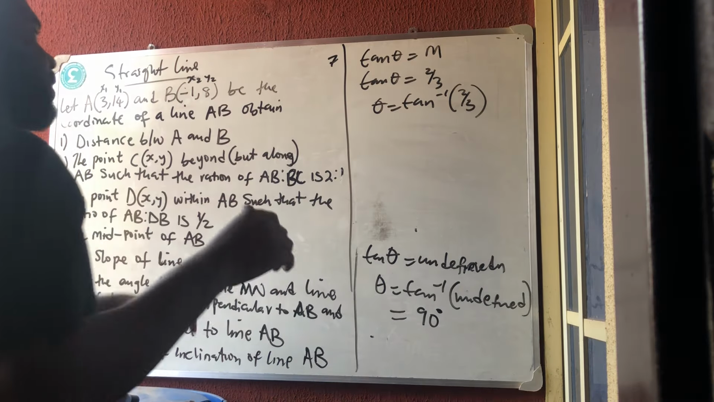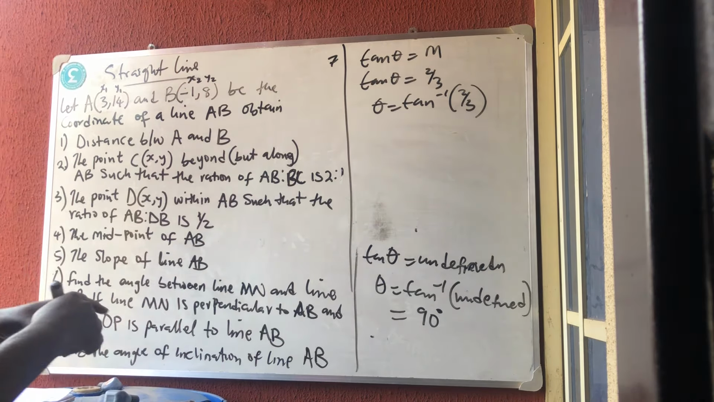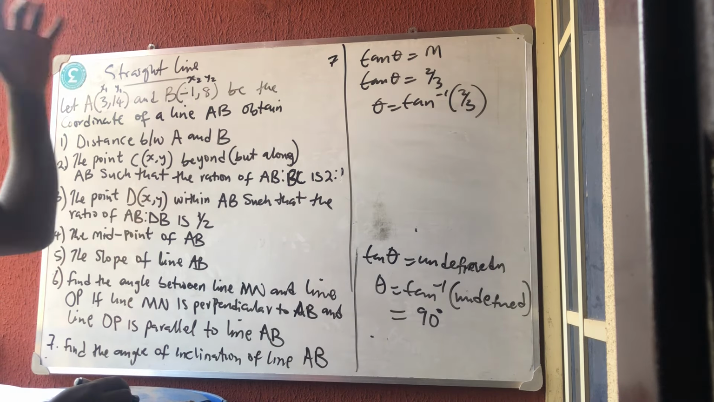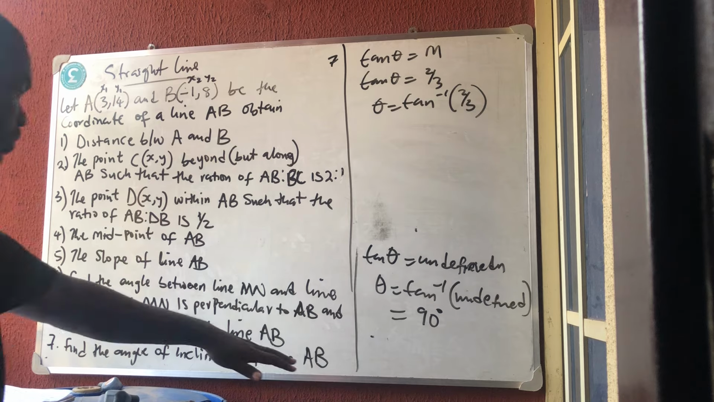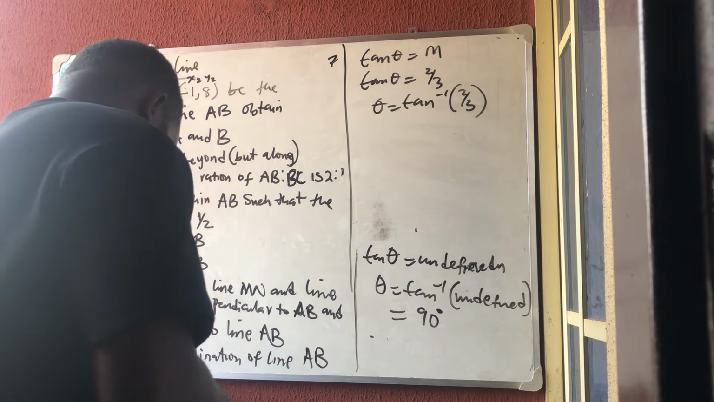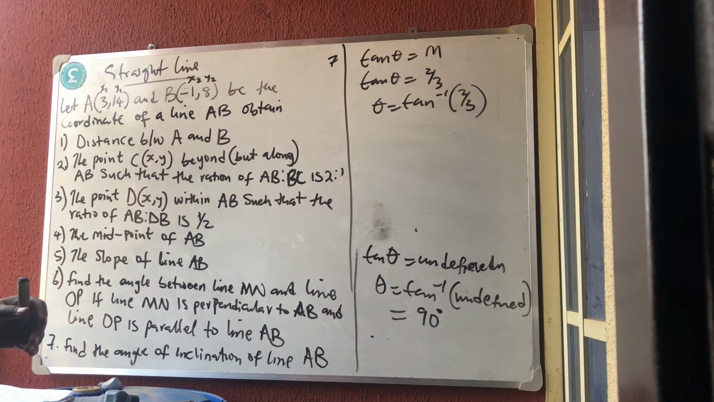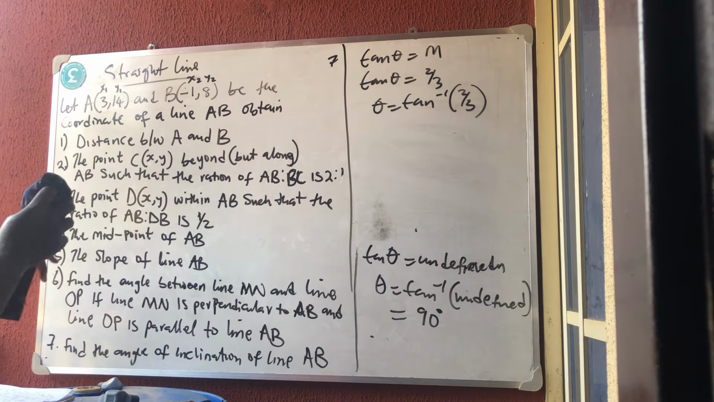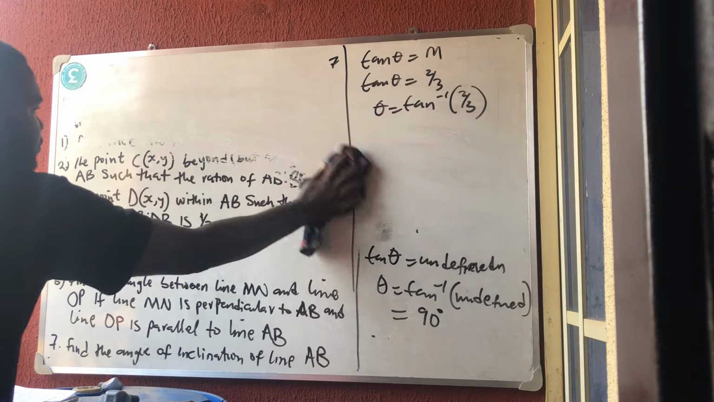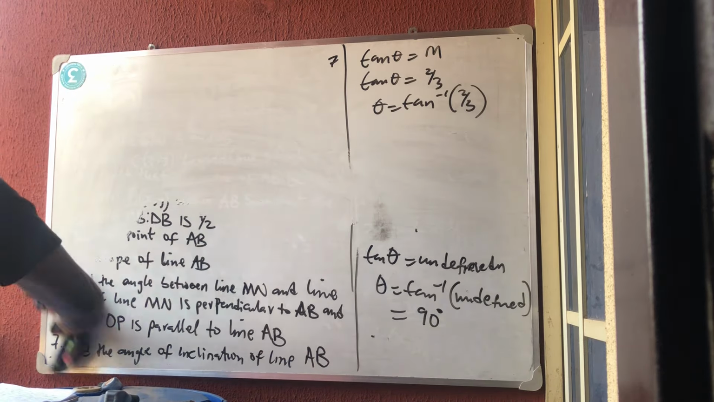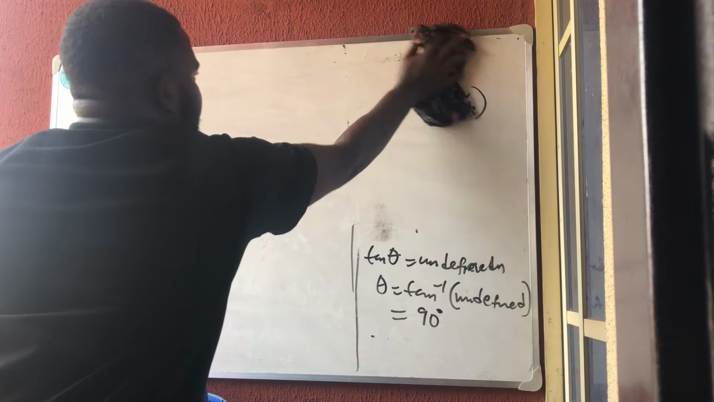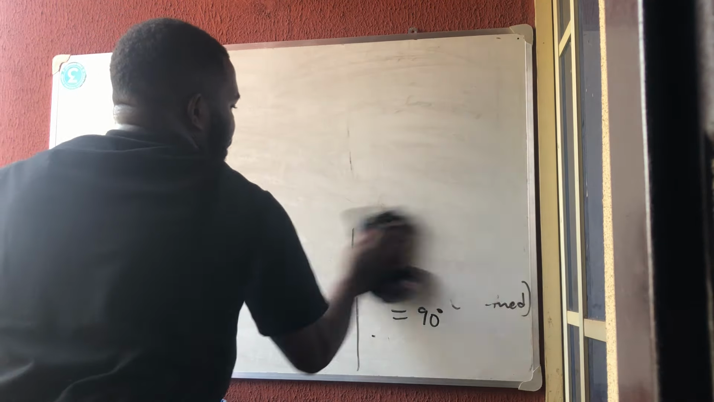So if you press the tan inverse of 2 over 3, you get the angle of inclination, because tan of the angle of inclination is equal to slope. So the angle of inclination of this line AB is the tan inverse of 2 over 3. You can press that in your calculator. So that is that for these questions. So now let's solve some questions from your past question.